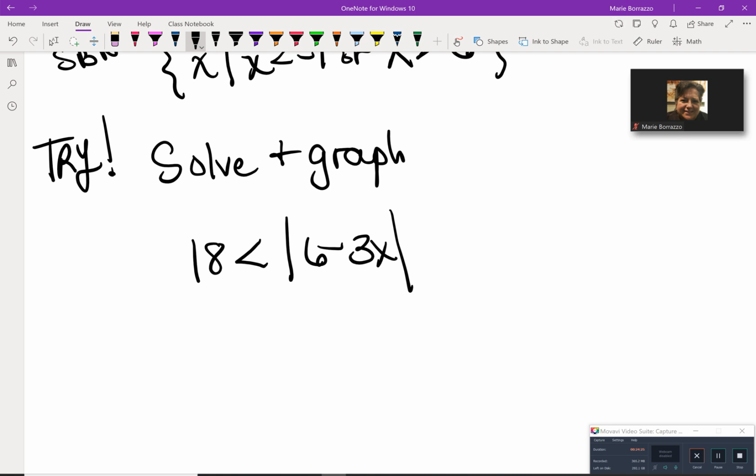Here's your solution for this one. You should end up with negative infinity, comma, negative 4, union 8, comma, positive infinity.